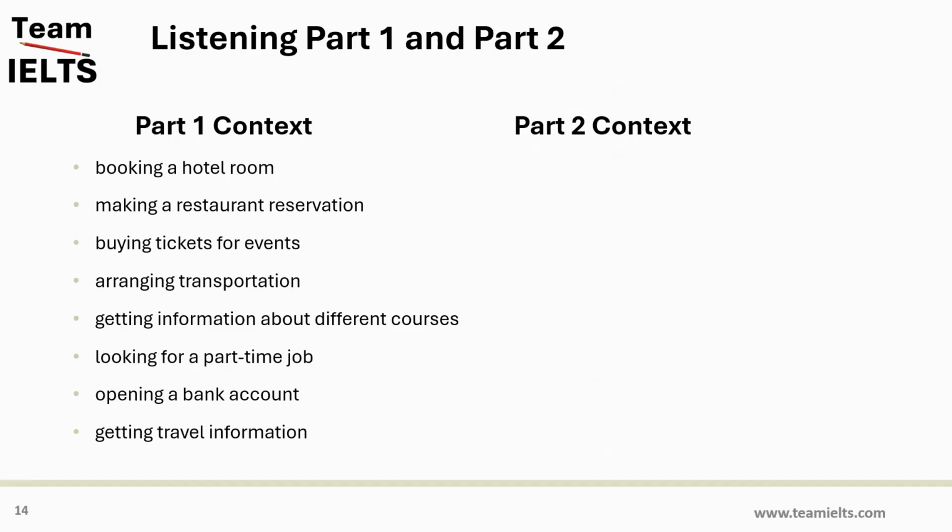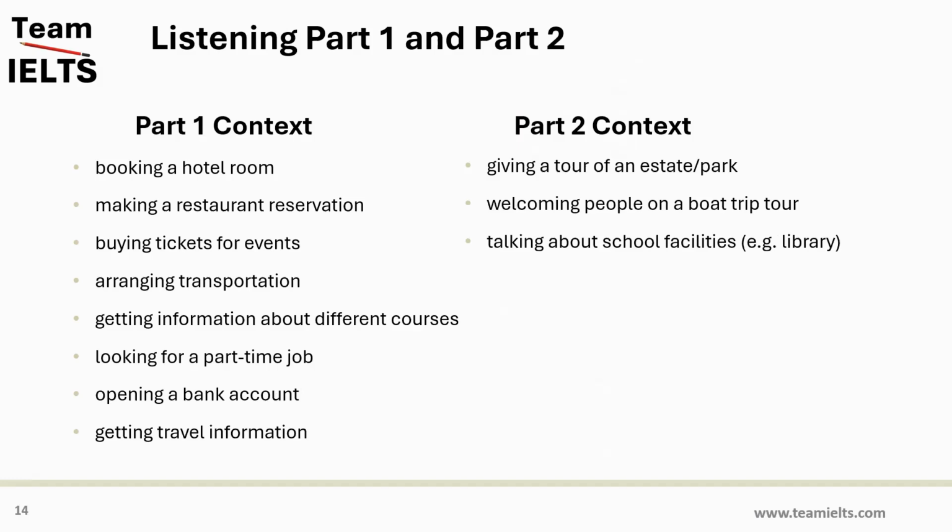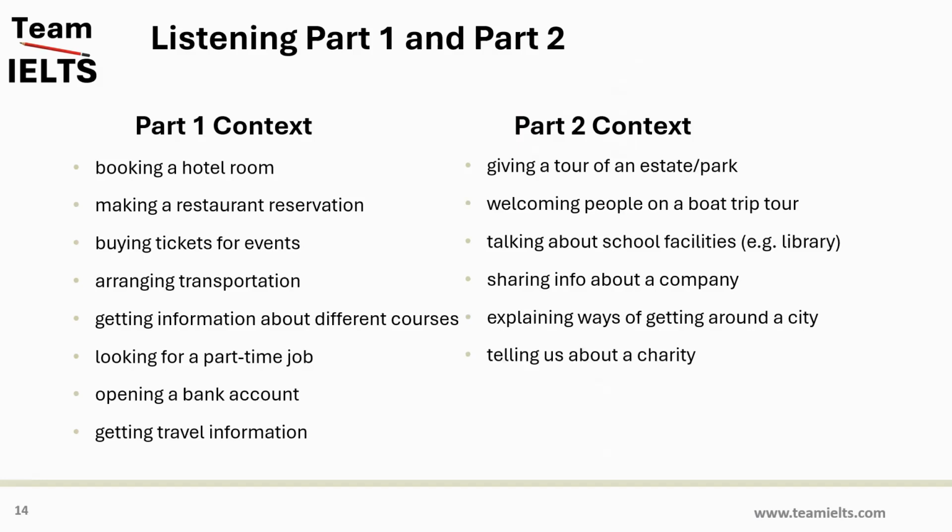In part 2, 1 speaker will talk about local facilities, so let's see some typical examples. A guide giving a tour of an estate, for example, a park, welcoming people on a boat trip tour, talking about local facilities, sharing information about perhaps a company, explaining how to get around a town or a city, or maybe telling us about a charity.